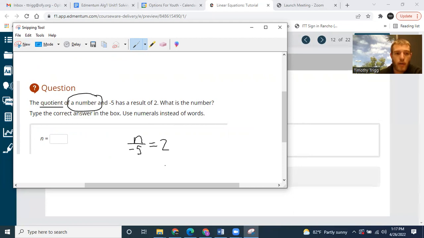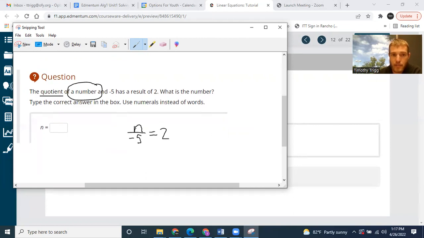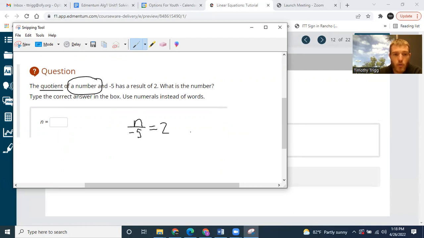Okay. So whenever you see the word quotient, just know that we're going to be dividing. So it's going to be the quotient of what? The quotient of a number and -5 in this case. Now our goal is to figure out what n is. So how do I get n by itself? One of the key things we're going to learn throughout algebra, and hopefully you know this from previous math classes, like in middle school, is that see how this says n divided by -5?